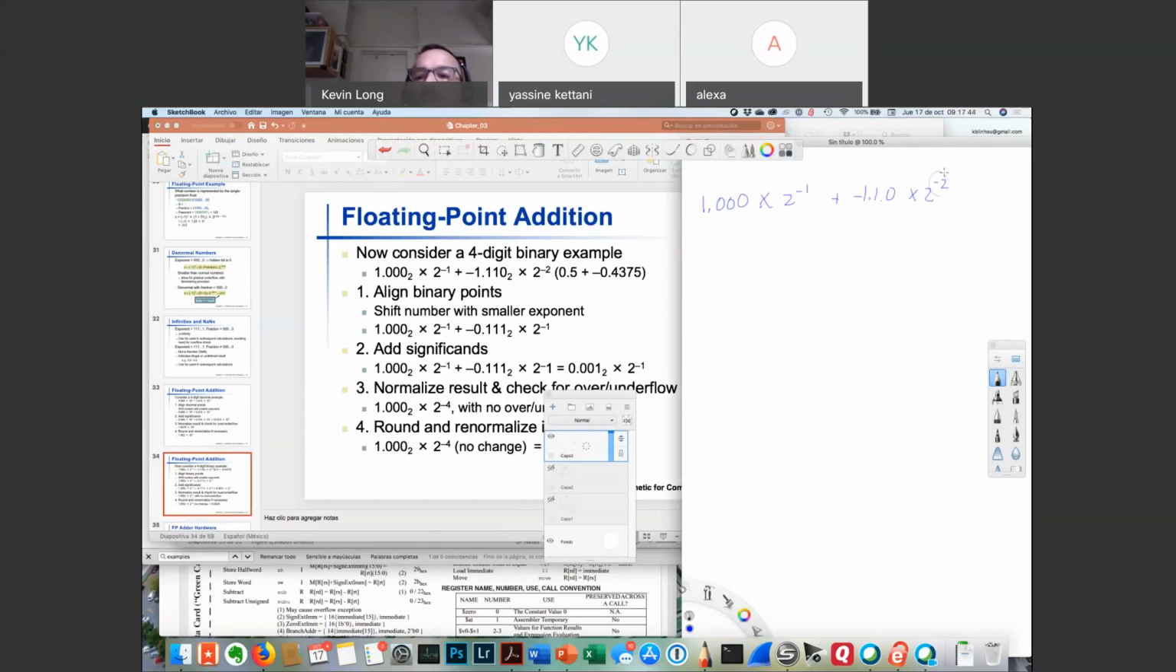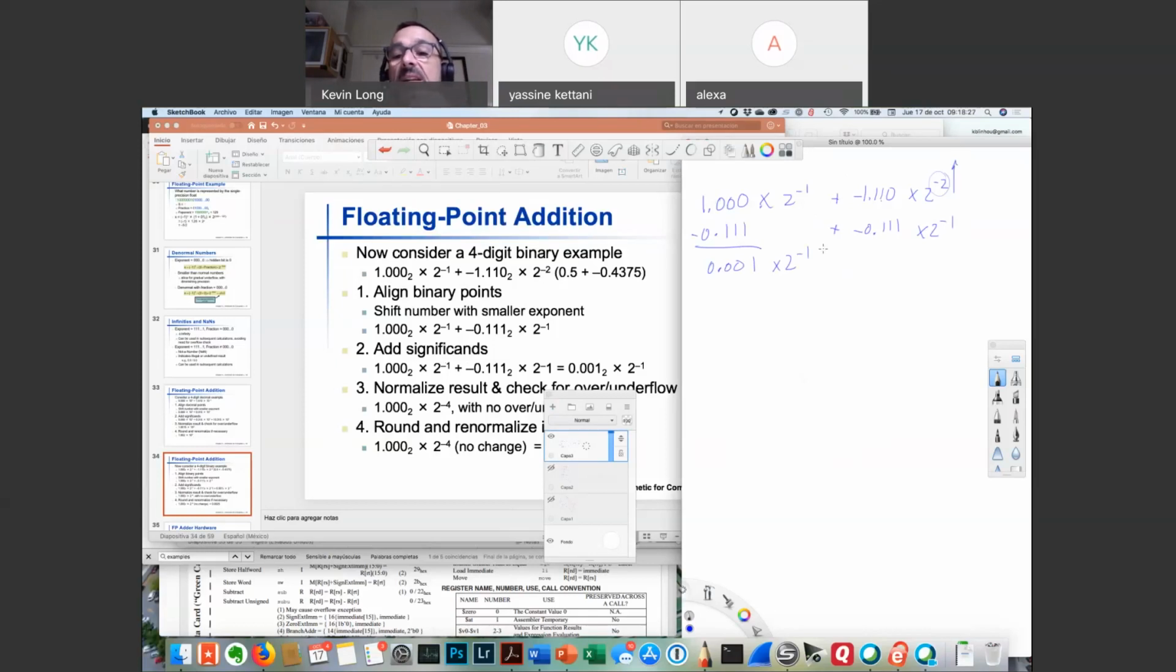So we need to adjust the smaller one. I want to push this to a larger thing, therefore I want to shrink this to a smaller one. So doing that would be times 2 to the minus 1. Now the exponents match. So now I can add these things together, add the significands together. And what I'm going to get is 0.001, because I took almost all of it away, times 2 to the minus 1.